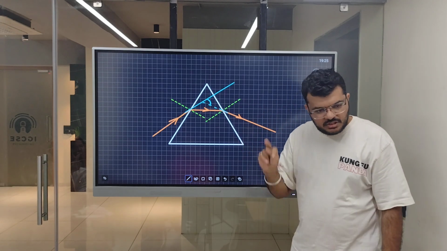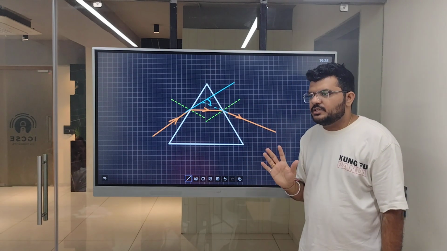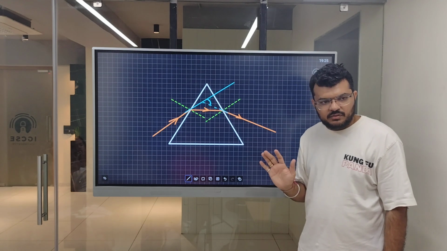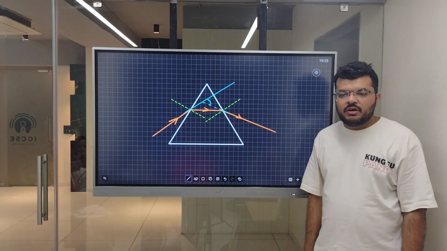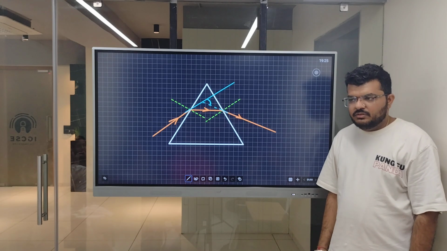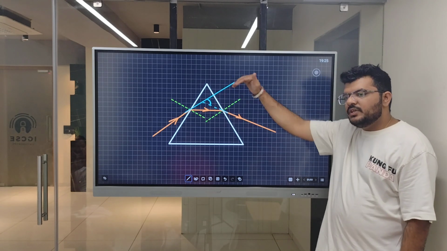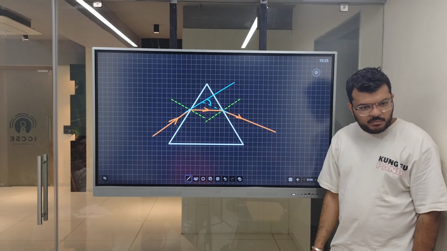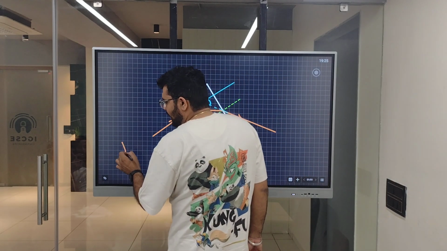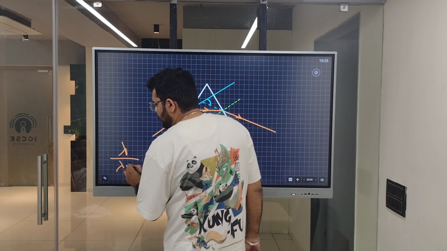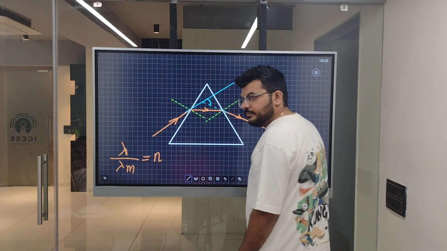Both the times it is still obeying the same law of refraction. Nothing new. What is new? That the faces of this triangle are not parallel to each other. So it is deviating from its original path. Earlier I had you write a formula: lambda upon lambda m is equal to n.